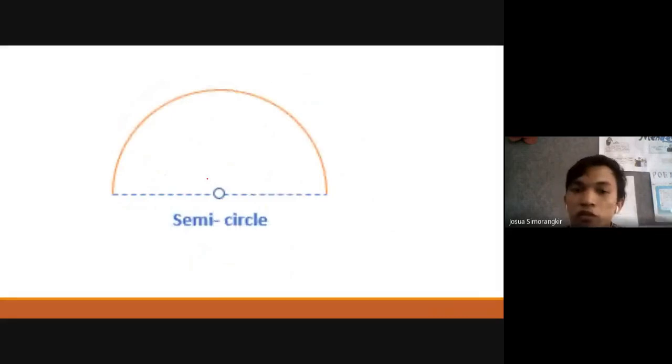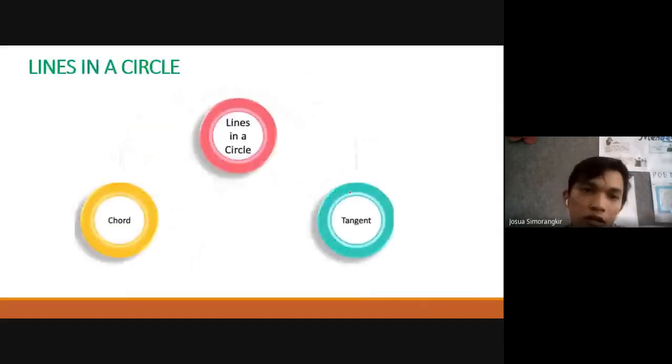Yeah, semicircle. Here is the center, and here is the radius. This is the radius too. So next we will study diameter, but in the topic of lines in a circle. Lines in a circle can be divided into two main parts. The first one we call chord, and the second one we call tangent.